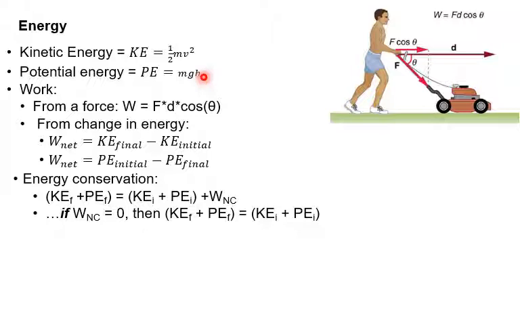Then we also have the work. So work, when we have an applied force, is equal to the force times the distance times the cosine of theta. And what we mean by that is we only care about the force that is oriented along the displacement. So in this example here, you see the person's pushing down on the lawnmower with some force, but we only care about the amount of force that is directed along the displacement.